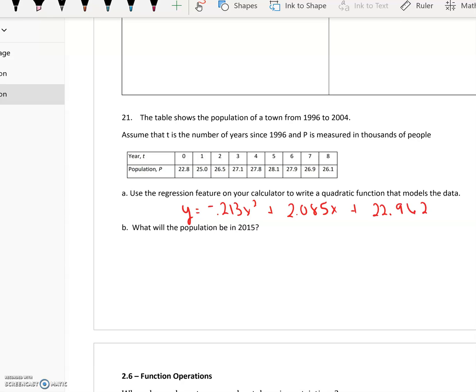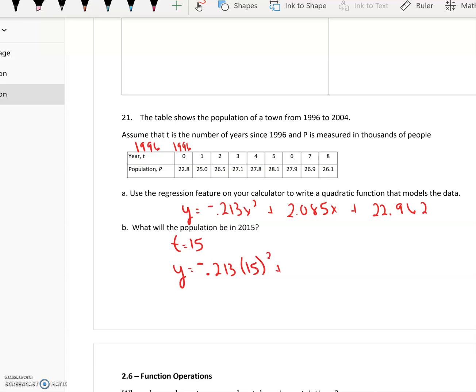So, what will the population be in 2015? So, this started in 1996. So, 0 is 1996. 1 is 1997. So I won't be putting 2015 in my calculator. What I'll do is take 2015, subtract 1996, and realize that my time is actually 15. So what you're going to do is wherever you see an X, I will be putting 15 in there.